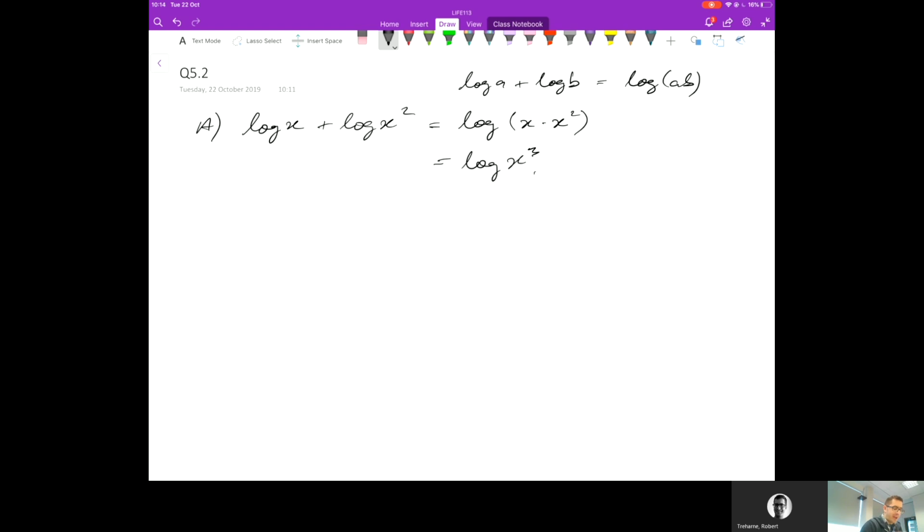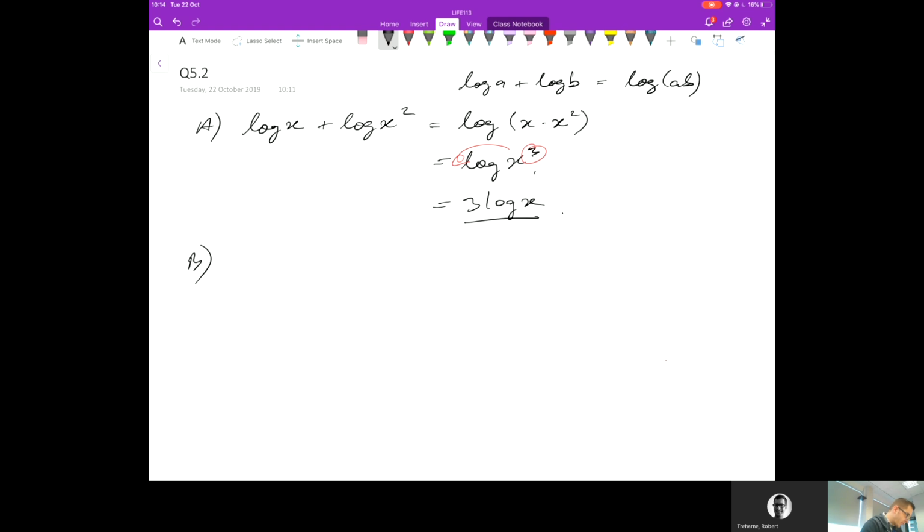Now, I also know that if I've got any log operating on something which has an index on it, then I can put this index down in front like this. That's another log rule. So I'm going to rewrite this as 3 log x. And that's simplified as much as I can.